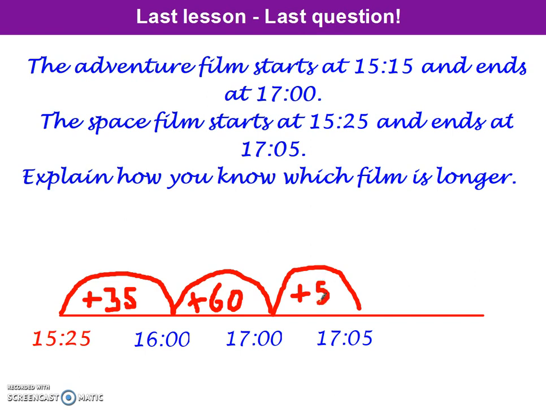And we can see that the duration from 15:25 to 17:05 is 35 minutes, 60 minutes, and 5 minutes, which gives you a total duration of 100 minutes. So the space film that starts at 15:25 and ends at 17:05 lasts for 100 minutes. And now I can think about that final part of our question.